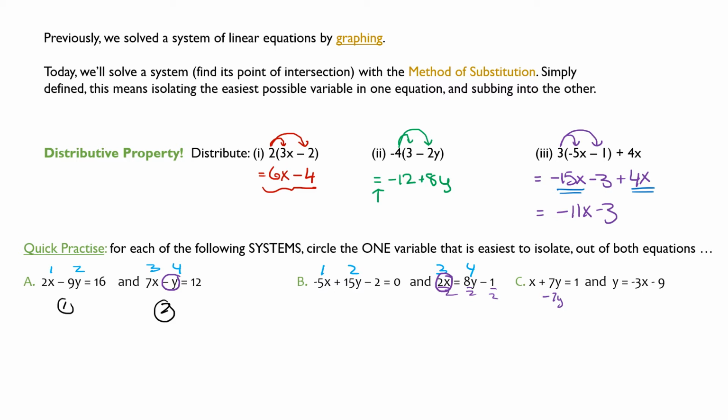So that looks pretty easy, but actually this one's even easier because this y is already isolated. I don't have to do anything to this y. So that's easiest, so I would pick this y to circle here. This is the easiest thing to isolate because it's already done. This is what the first step of our method of substitution is. You're always going to be given two equations, and you have to find the one letter that's easiest to isolate. That's your first step all the time. So let's try that out here.